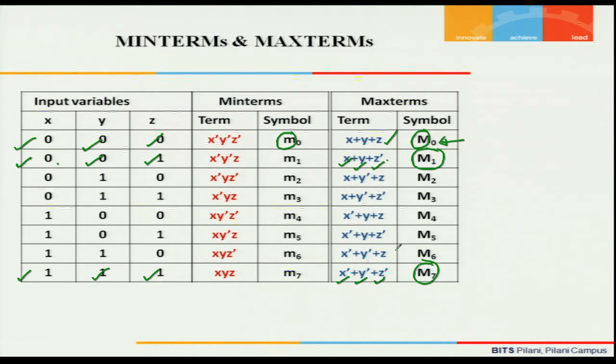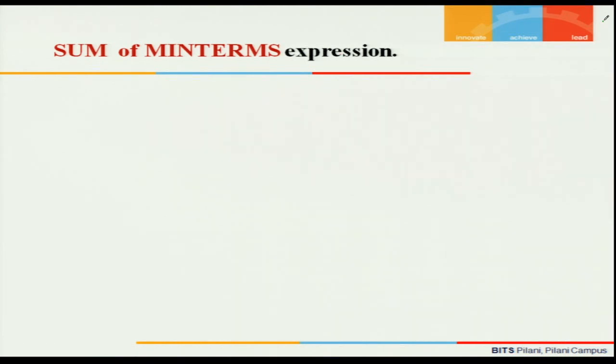That means min terms and max terms are the product terms and sum terms of a given function, in which the term consists of all the literals of a given function represented either in the true form or in the complement form. Having discussed min terms and max terms, let us see what the sum of min terms expression is.